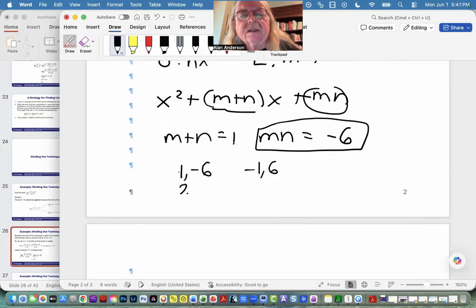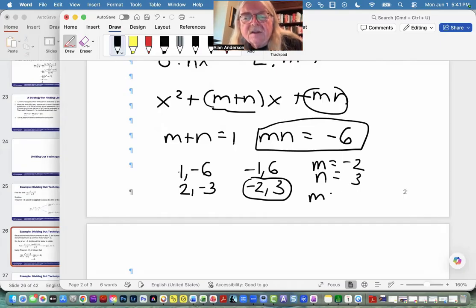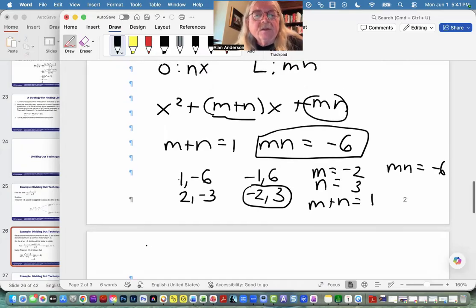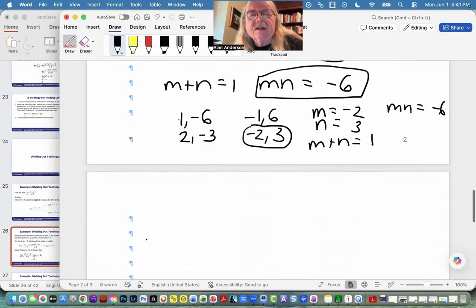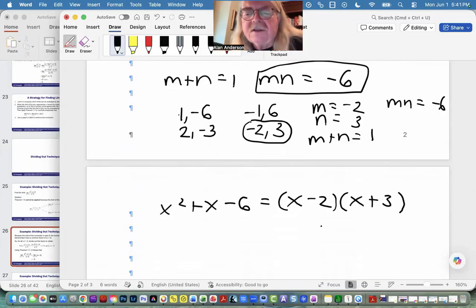And we'll just keep making our list until we find the one where they add up to 1, which would be this case. Okay, so if I choose m to be -2, n is 3, it's pretty clear that m plus n is 1 and mn is -6. So that implies that the original expression, x squared plus x minus 6, is the same thing as x minus 2 times x plus 3. And you can confirm that with FOIL if you want to.